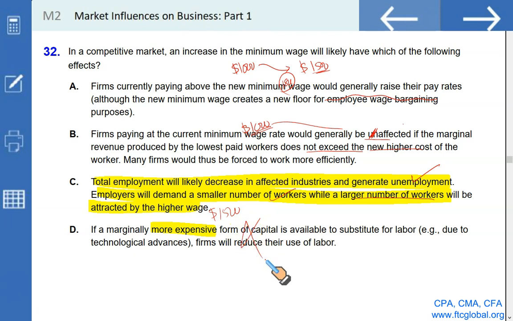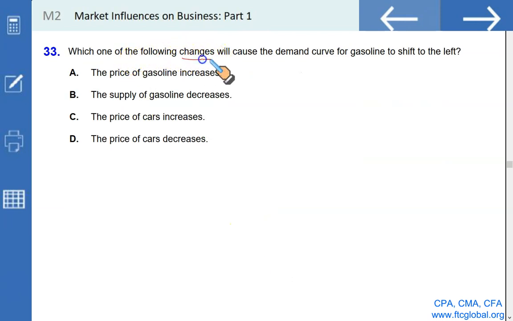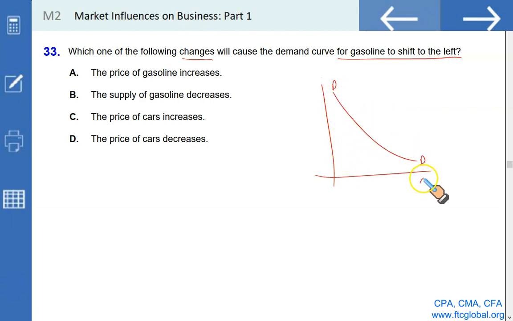So this is incorrect. Which one of the following changes will cause the demand curve for gasoline to shift to the left? Let us see one by one. This is the demand curve as of this point in time. A. The price of gasoline increases. If the price of gasoline increases, you will demand less, so you would fall somewhere here from this position. So you will slide up the same curve. The demand curve would stay the same. It's just that the quantity demanded will fall with an increase in price. So this is not correct. What about B?